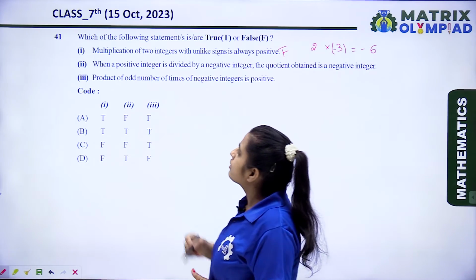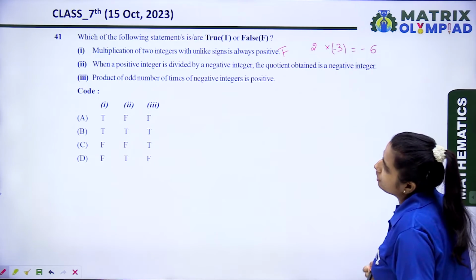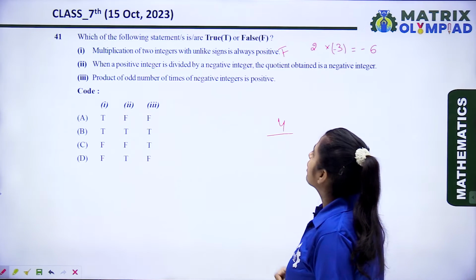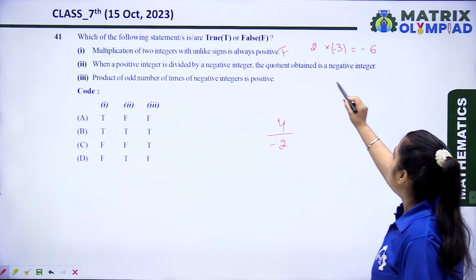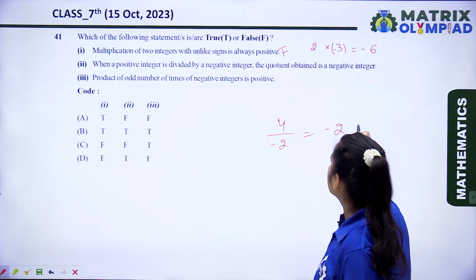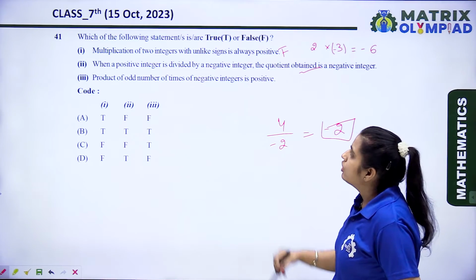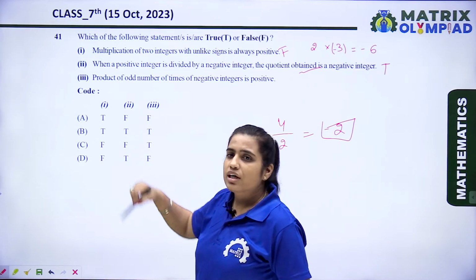The second is when a positive integer is divided by a negative integer. जब भी कोई positive integer है, let it be 4 divided by a negative integer, let it be negative 2. The quotient obtained is a negative integer. तो जो आंसर आएगा वो नेगेटिव के अंदर आएगा. So this is correct one. The statement is true.